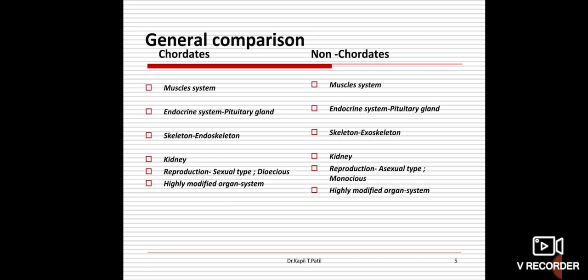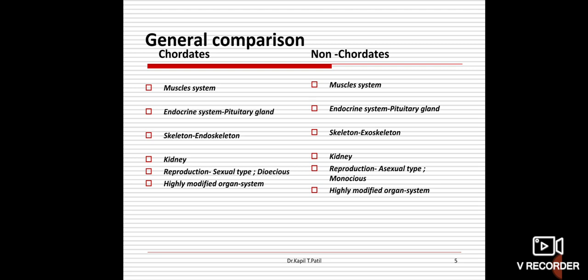Then next point, muscle system. When you see in a chordate, generally two types of muscles are present: striped muscle and smooth muscles, and they show voluntary action as well as involuntary action. This type of muscle is poorly developed or absent in a non-chordate.